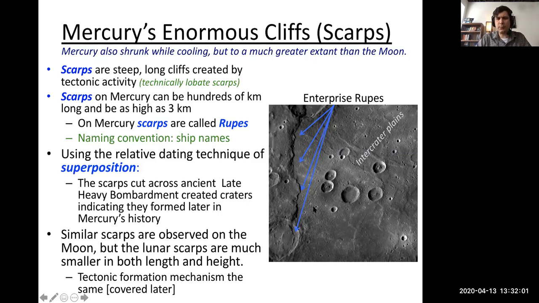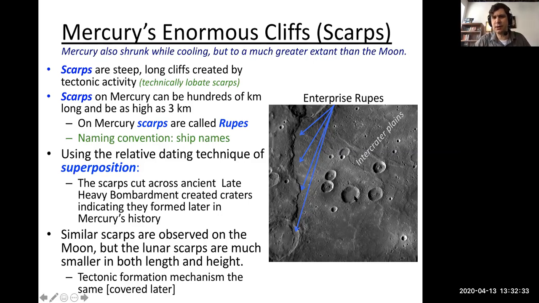So what can we learn from these Rupes? Well, notice that you can see these very, very large craters here, and the cliff is cutting across it. The scarp is on top of it. So we can look at the larger impact craters on Mercury, the ones that were formed during the late heavy bombardment, and we see that these scarps cut across them, which means that you had to form the impact crater first, and then you put the scarp across it.